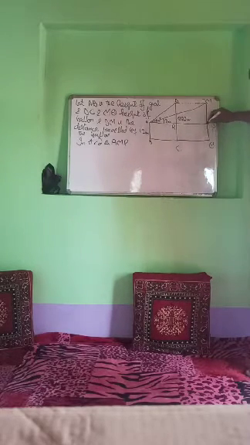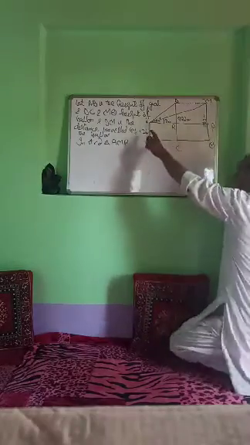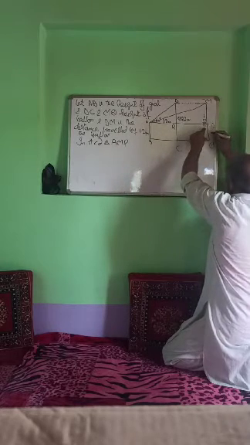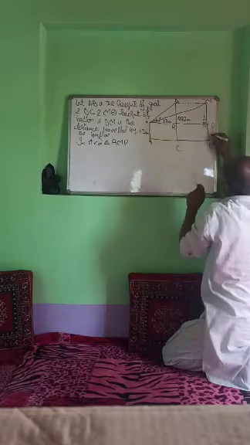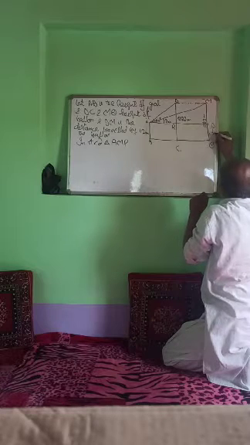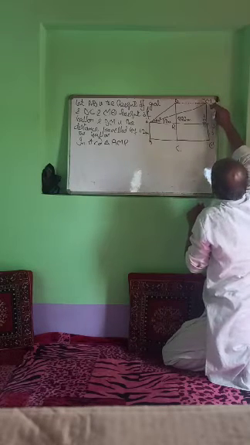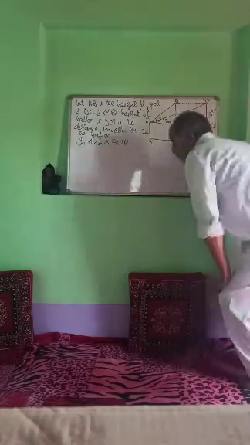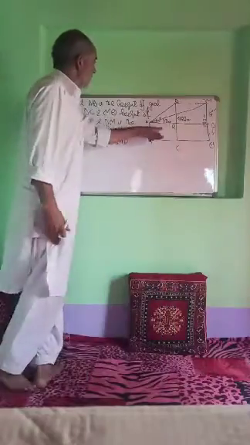MQ is 88.2 meters. But if you look, AB, which is the height of the girl, is equal to PQ, so this PQ is also equal to 1.2 meters. Therefore, MP is 87 meters. So we can easily now find this AP.